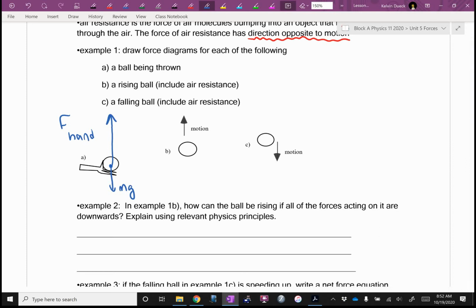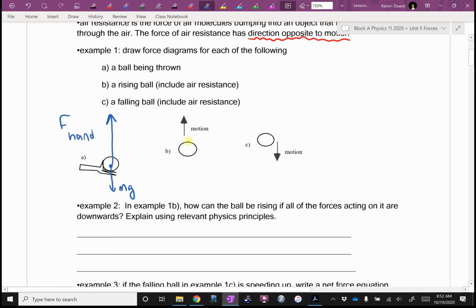If it wasn't bigger than mg, look up. Here's an example of me applying an upwards force that isn't bigger than mg. What do you notice happened at the very, very end of my upwards force? The ball didn't keep going. For me to get the ball going, the upwards force has to be bigger than mg so that it continues to accelerate. Okay.